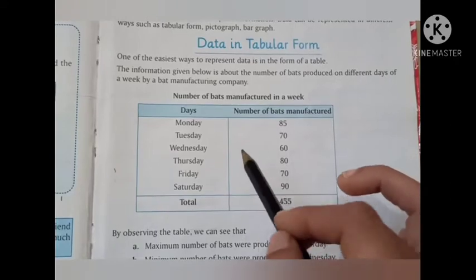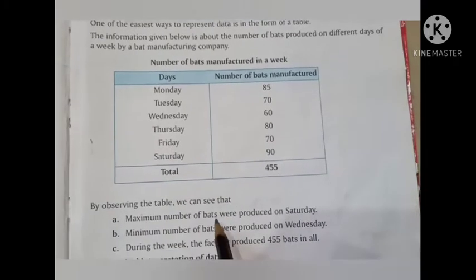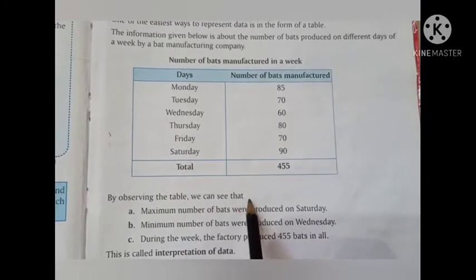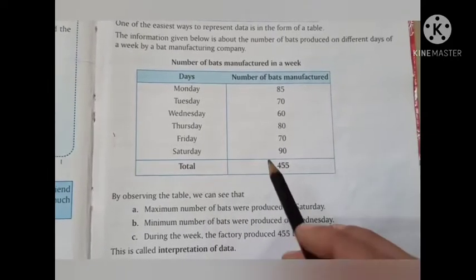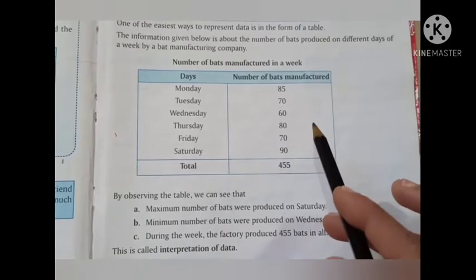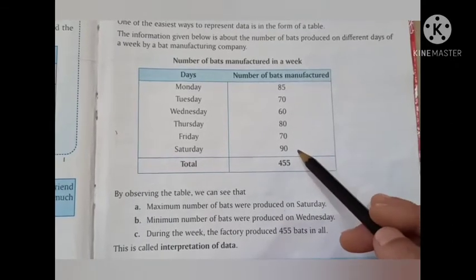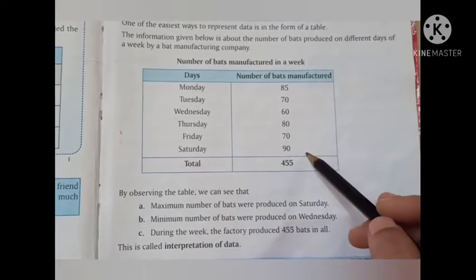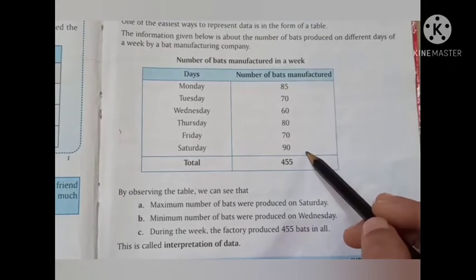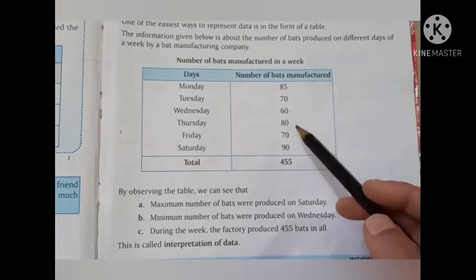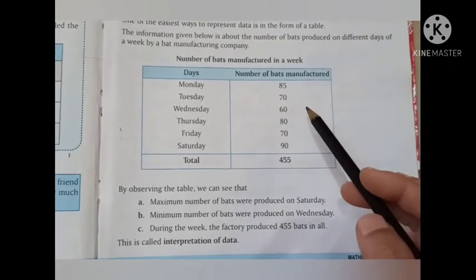Based on this table, some questions are asked. By observing the table, we can tell the maximum number of bats were produced on Saturday, right? If a question is asked on which day the maximum number of bats were manufactured, we can easily tell it, since we can see the numbers. 90 is the biggest number among all these, so on Saturday the maximum number of bats were manufactured. If a question is asked on which day the minimum number of bats were manufactured, then we can easily tell it is Wednesday, because the number is only 60, which is less than all the other numbers.